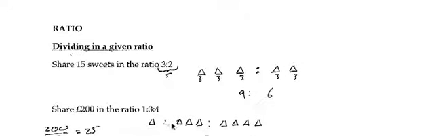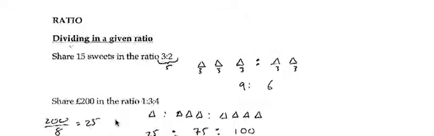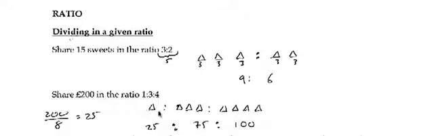And you can imagine counting the pound coins out into these 8 piles. So if you counted £200 into 8 piles, you'd get £25 in each pile. So the first person gets £25, the next person gets 3 piles, so that's £75, and the third person gets 4 piles, so that's £100.